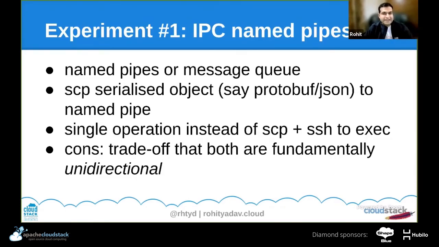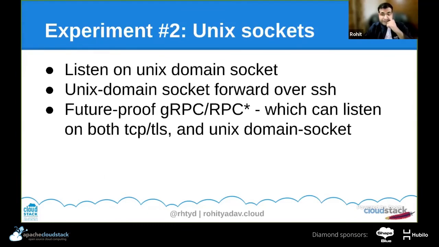Here, the idea is that a named pipe can use a serialized object, in this case, protobuf or JSON. The cons with both the named pipe and the Linux queue features are that these two IPC mechanisms are unidirectional. Surprisingly, these are not implemented unidirectionally on other operating systems. It is possible to have bidirectional pipes, but that's a limitation in Linux. So that's kind of out of the question. We can't use it. The other option is Unix sockets.